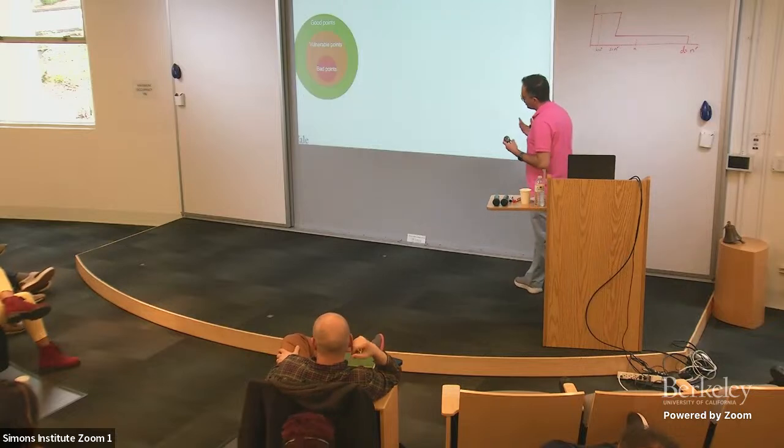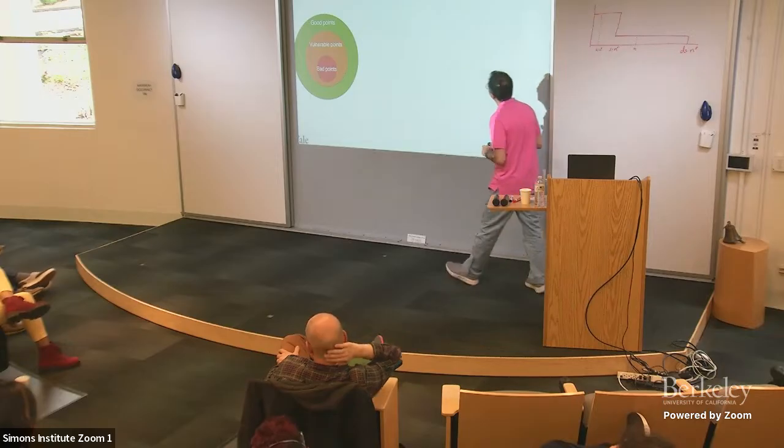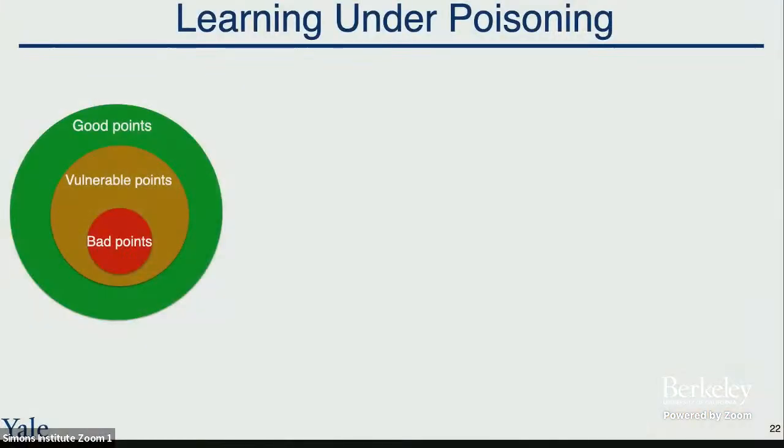So the way that I would like to think about this problem is as follows: learning under poisoning. In general, we have a set of points. Some of them are good. If you train on those data points, you get a very good model. Some of the data points are bad. If you train on them, the model that you get is not going to be very good. There are some data points that are originally good, but they're vulnerable. They're very close to the bad ones. And these are the ones that the adversary can flip and make them bad.